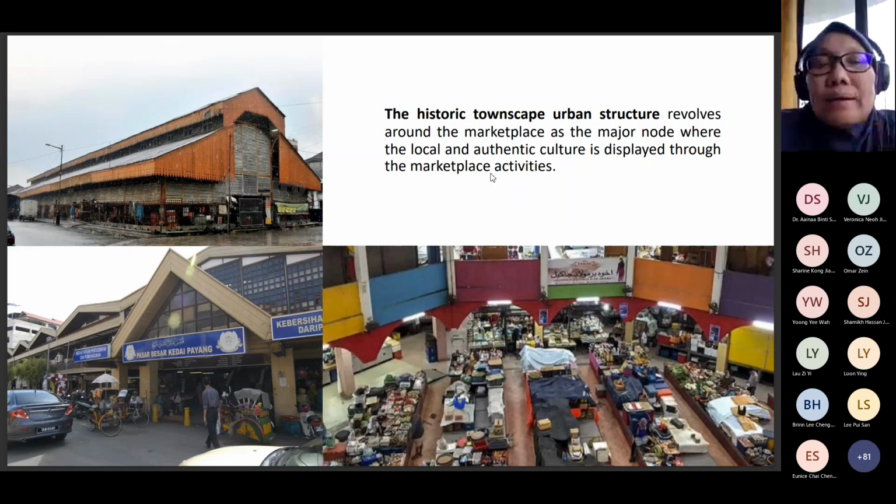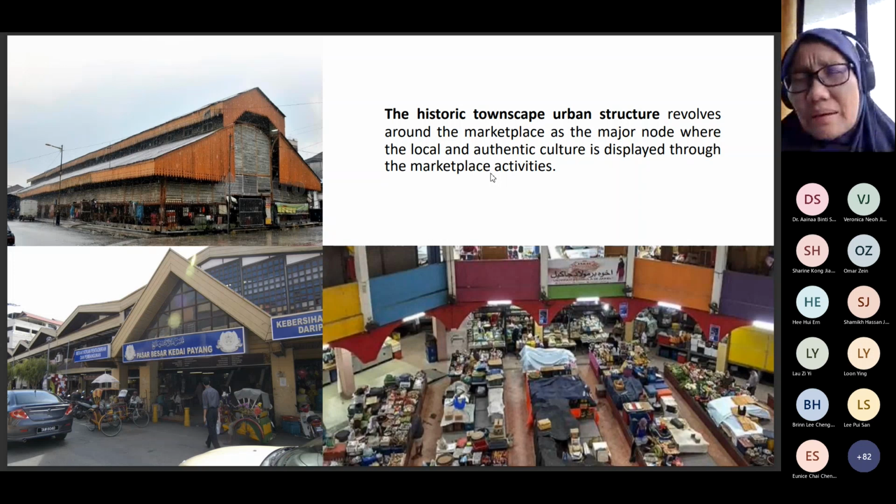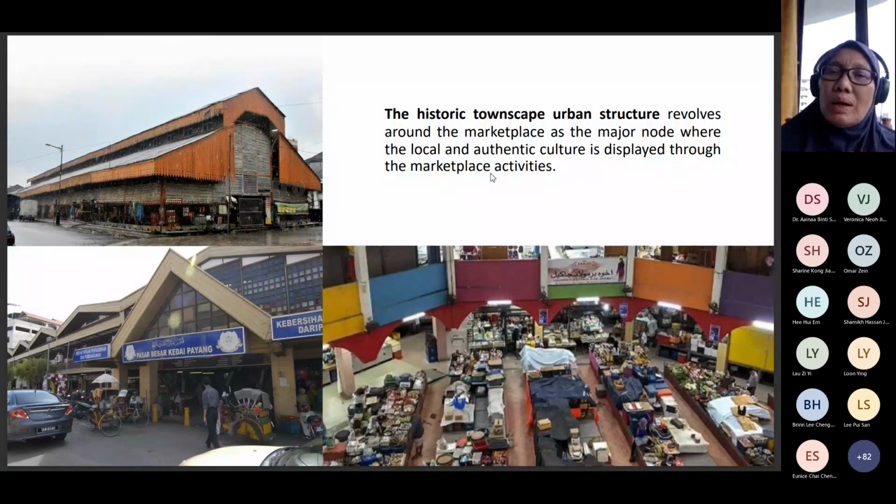Another aspect of the historic townscape urban structure revolves around the marketplace as a major node. In the past, most cities in Malaysia, when I studied the typology of urban form in Malaysia, most cities started by the river or the waterfront. And the key elements of buildings in these places are the jetty, the mosque, and the marketplace. So the market: if you really want to know the real culture of a society, if you really want to know about the history of the place, look at its market.